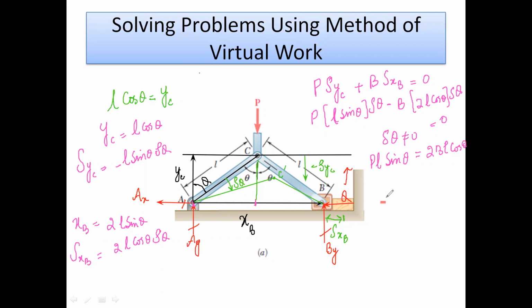cos theta. So if you look at the value of B, B becomes equal to 1 by 2 P tan theta. So we could obtain the value of B. Look at the value of B. B is quite non-linear as far as the value of theta is concerned, okay? B is a function of theta and varies as a tan function, as a non-linear function of theta. That's quite very important to follow, okay?